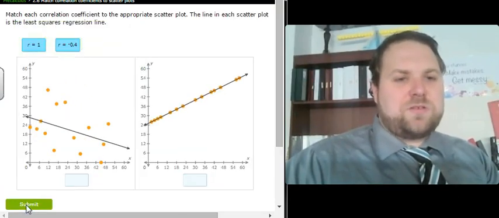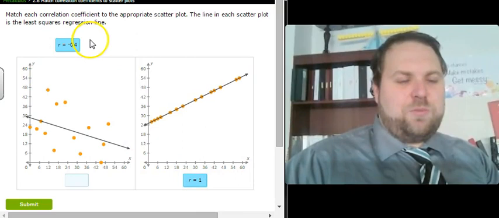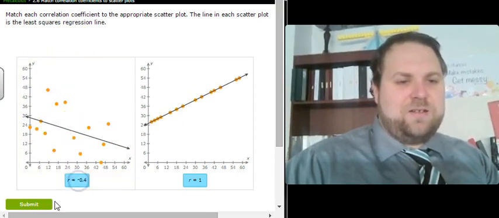So one more just to make sure we've got it. R equals 1, that's the one where they're right on the line. R equals -0.4. That 0.4 tells us they'll be spread out around the line in kind of like a cloud, and it should have a negative slope, so that would be it right there.